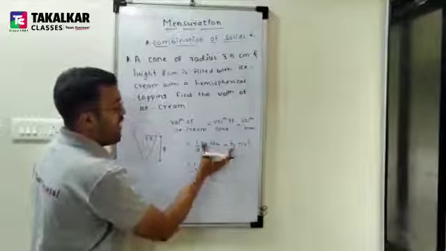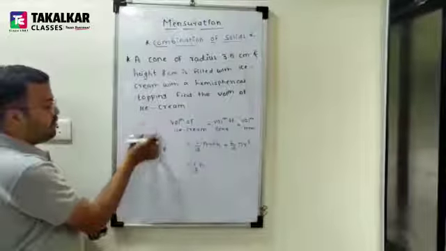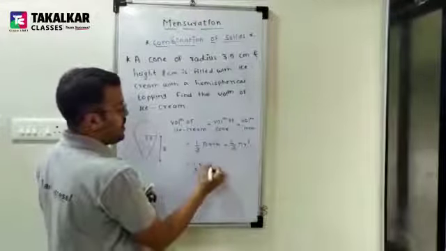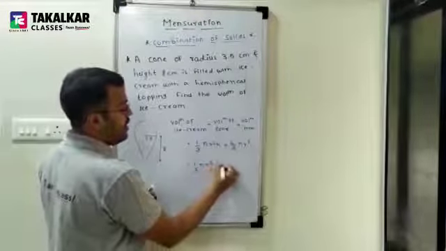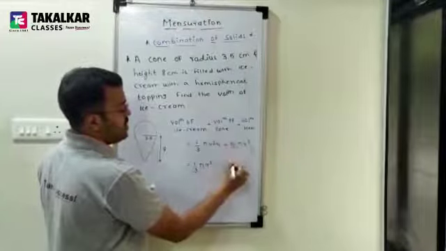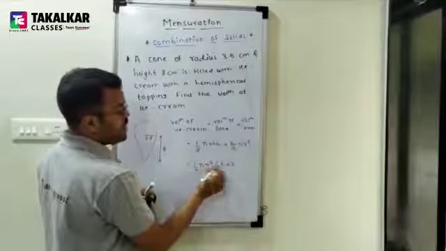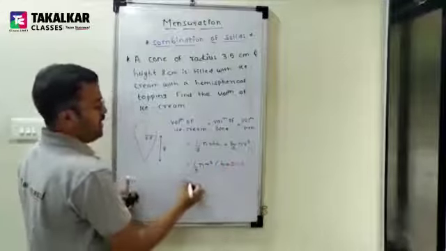Now is r the same for both? Look at this figure. For both r is same. Here there is r square, here r cube. Common will be r square. In bracket this is h. This 2 remains as it is. And from this r cube you have taken r square common. So 1 r is remaining.